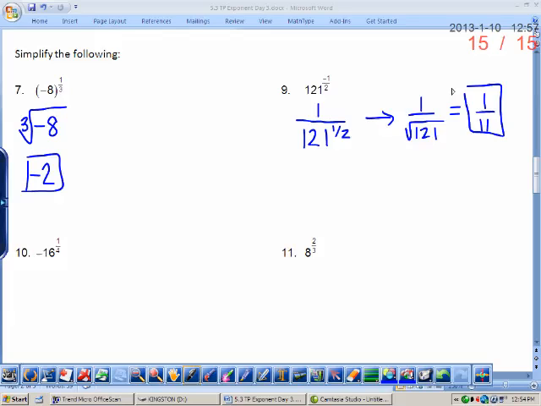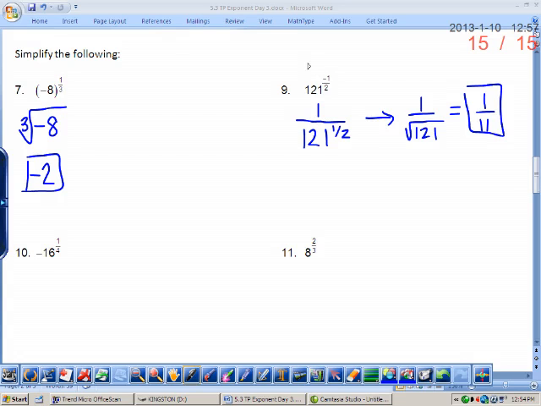I'm sorry? No, this is a fraction because of this negative exponent. Okay, then go with it.